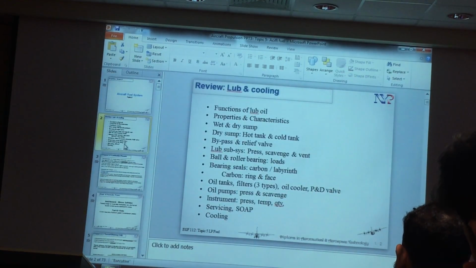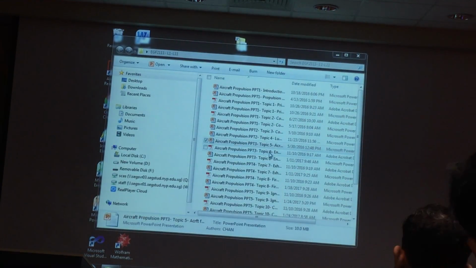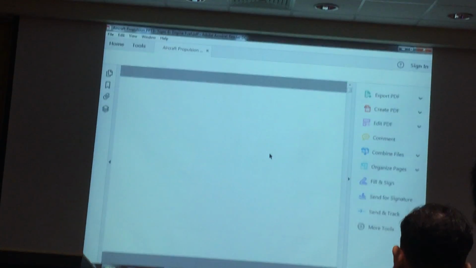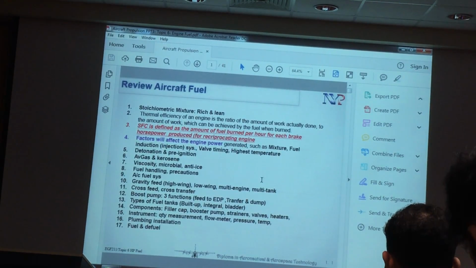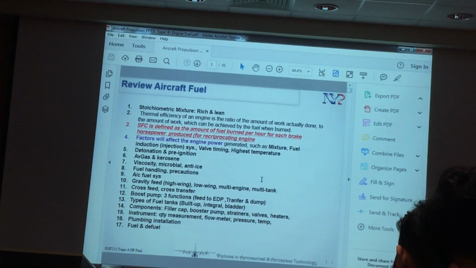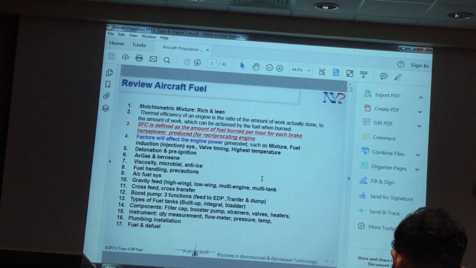Spectrometric oil analysis program. I think we can skip this one. 115. The answer is not coming out.